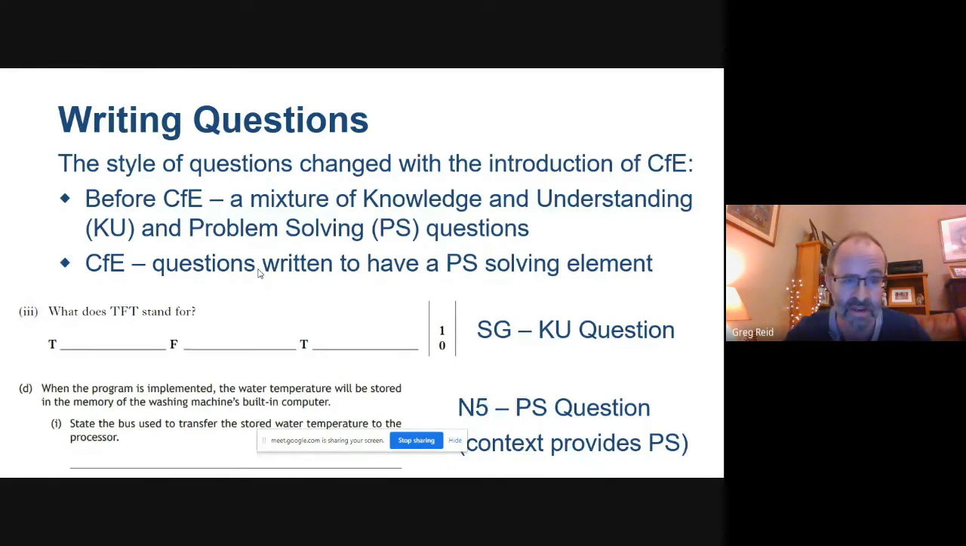What do those 3 letters stand for? I think that was from a foundation or general paper. And the bottom one is a question about buses, but it's very much saying here's a wee bit of context. So the context gives it that problem solving element. It's not problem solving in the way that you write a bit of code to do this, but it's still better than the question above, which is really just recall more than anything else, rather than actually showing any computing skill.